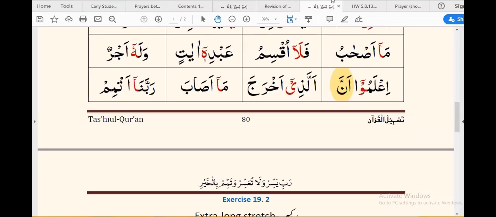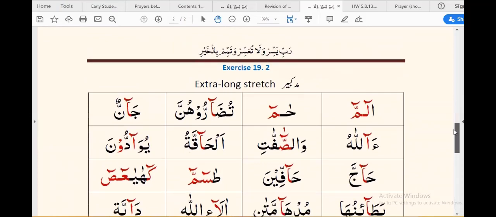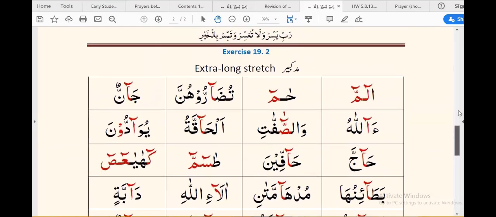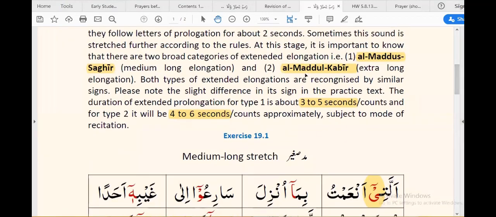Jazakumullah for your help. So that was exercise 19.1. Now let's move on to exercise 19.2, in which we are looking at Maddul Kabir, which is extra long elongation, and that means that we have to stretch it for 4 to 6 seconds. So let's have a look.